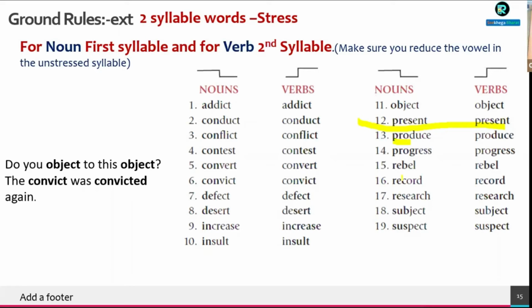Okay, now let's come to produce. Move quickly. I told you when it is unstressed, you have to move quickly from that place. We don't have to stay there. When it is stressed, yes, stay there. Sorry, I made a mistake. Produce, produce. See, I moved quickly. Produce and produce.